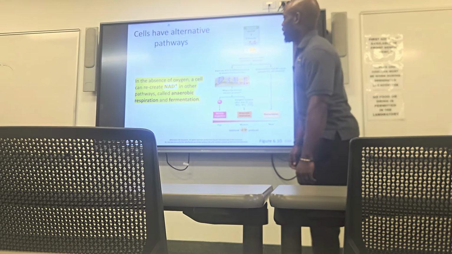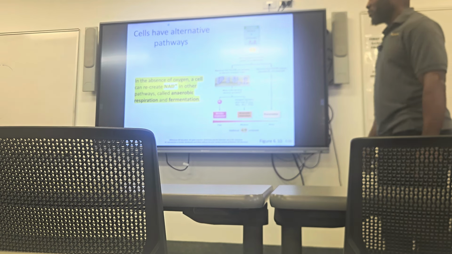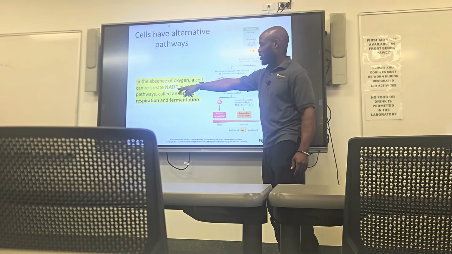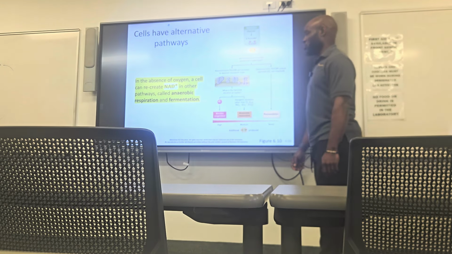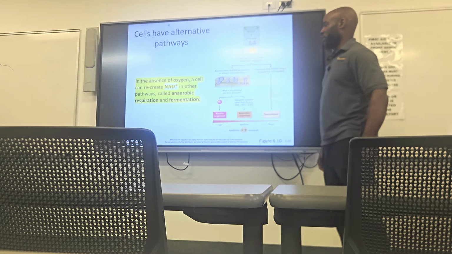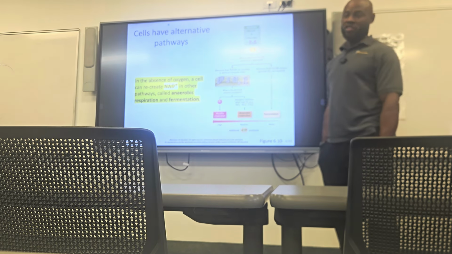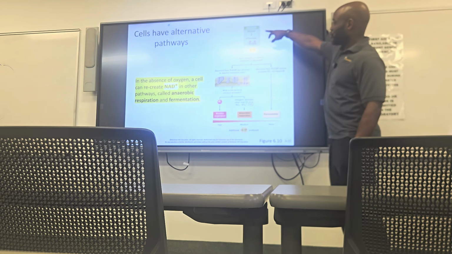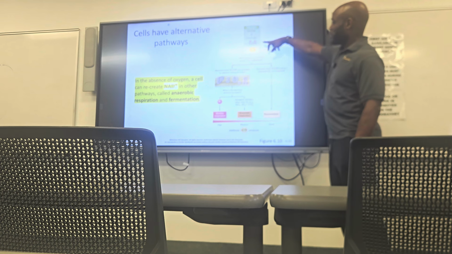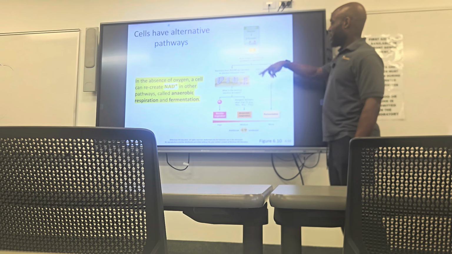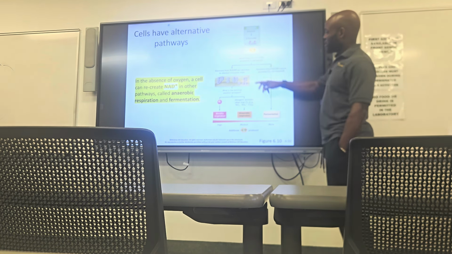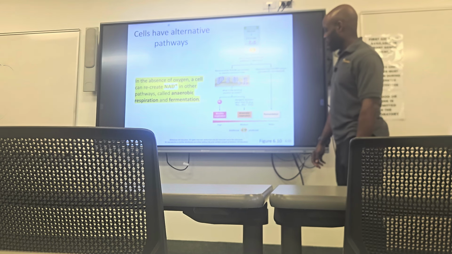Well, cells have an alternative pathway. So in the absence of oxygen, a cell can recreate that NAD plus in other pathways called anaerobic respiration and fermentation. Fermentation we talked about today in the lab. Right, so glucose, split, get your NADH, 2 ATP. What happens to the NADH produced in glycolysis? Electrons are donated to electron transport chain.